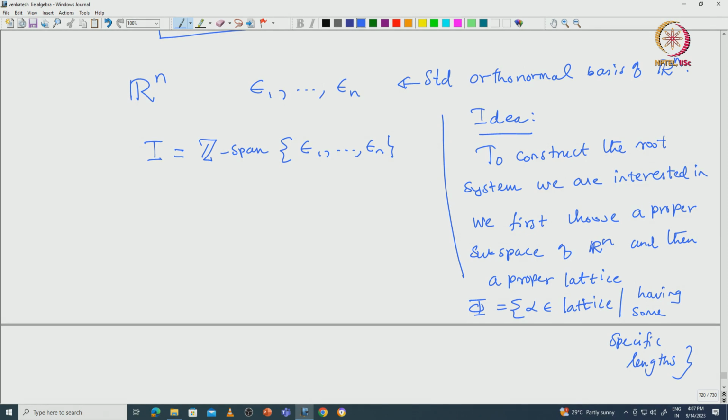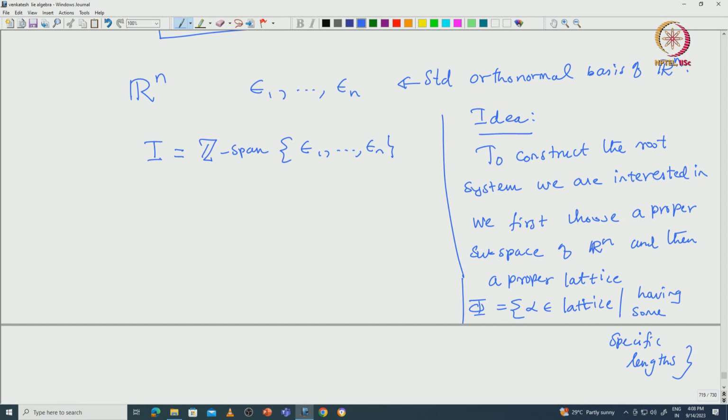Since you are taking elements of some specific length, whenever alpha is there, you can make sure that minus alpha is also there, and if and only if minus alpha is there. Not only that, if alpha is there and a multiple of alpha is there, you can easily check that the multiple must be plus or minus 1. That will be very clear by the choice.